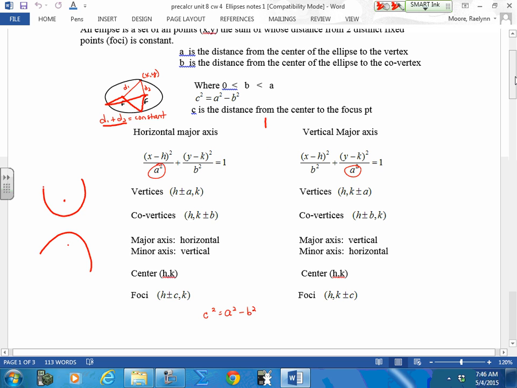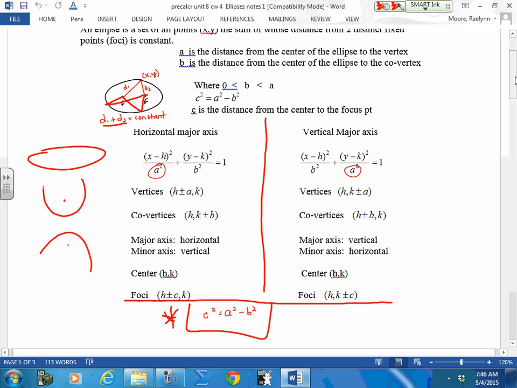So we have two types here. We have a horizontal major axis, where your ellipse is going to be long horizontally. And we have a vertical major axis, where your ellipse is going to be long vertically. Okay? Now, A and B will change. A is going to be the larger, the major axis. Say this number is 16 and this is 9. The one under the larger number is the major axis.